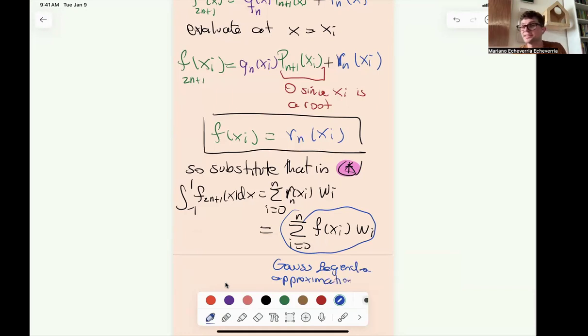So it tells you that, but this was all a bunch of equalities. So there was no error here. That shows you that the integral happens to be exact up to degree 2n plus 1, which is a really cool thing.